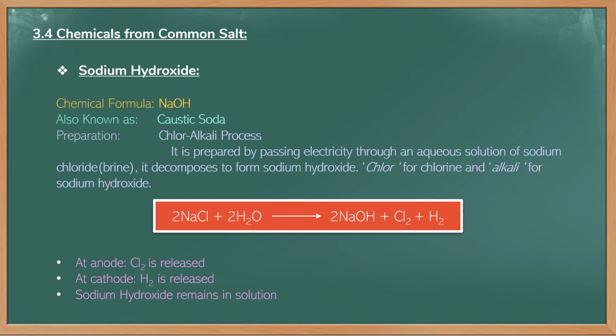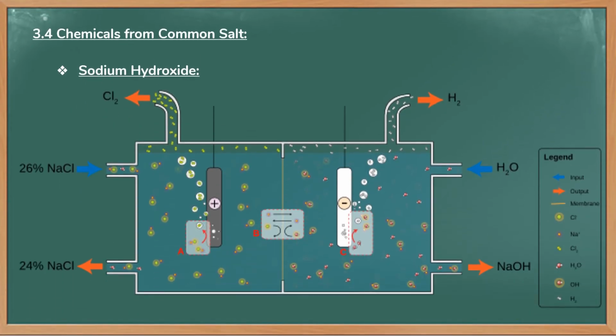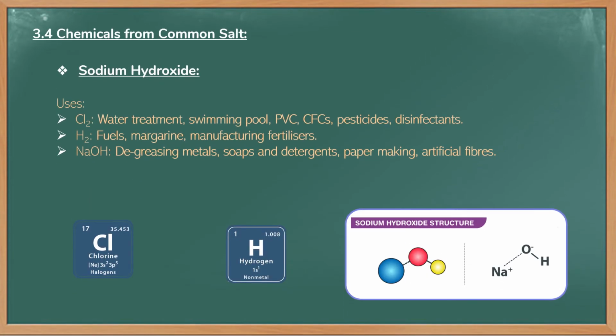In this process, chlorine gas is produced at the anode. Hydrogen gas is produced at the cathode. Along with it, sodium hydroxide is also produced. The chloralkali process is shown here. Each product of chloralkali process has various uses.